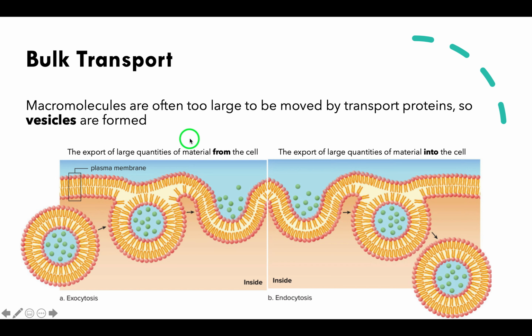There are two types of bulk transport as you can see in this diagram. We have exocytosis, which exports large quantities of material from the cell going out, and endocytosis, which is the import of large quantities of material from outside going in.